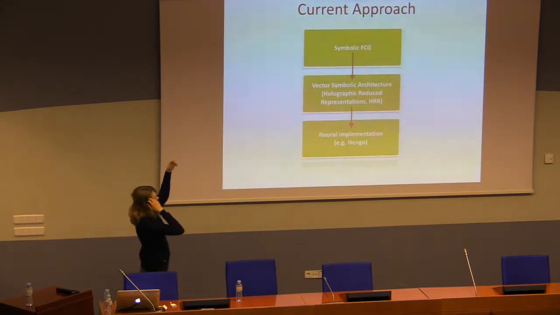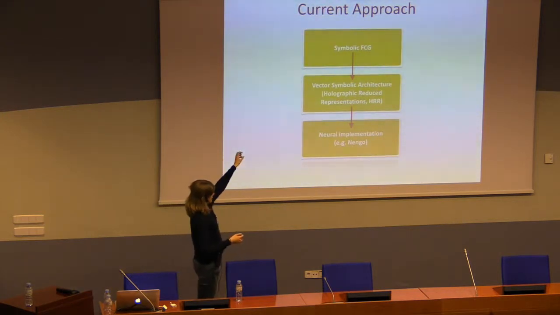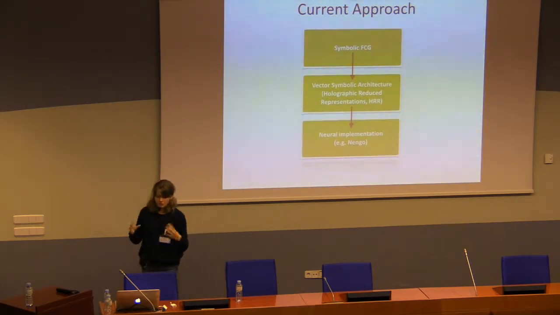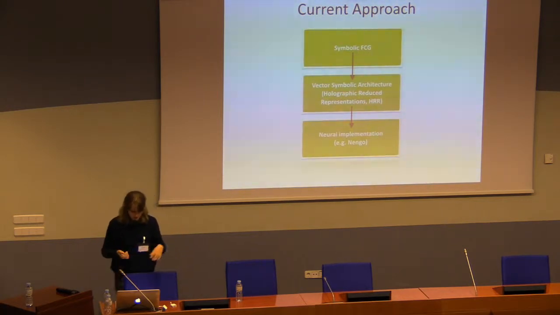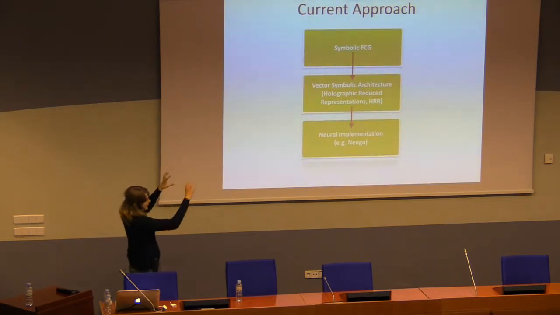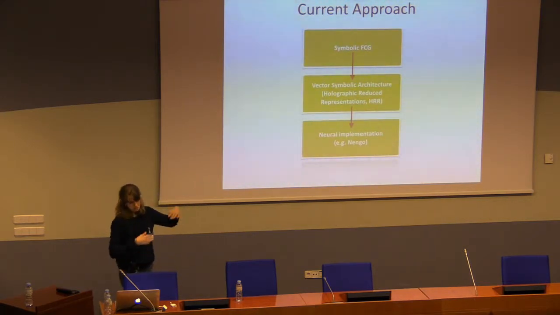We're taking a symbolic FCG as it is now, and we're using this middle layer called vector symbolic architecture. In our case, we're using something called holographic reduced representations, and this is just a subset of the family of vector symbolic architectures. So this middle layer will allow us to represent everything as vectors and then perform the operations that we need to perform on those vectors. And only afterwards can we put it into some neural-like framework.